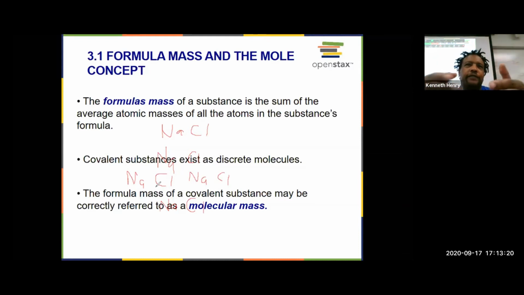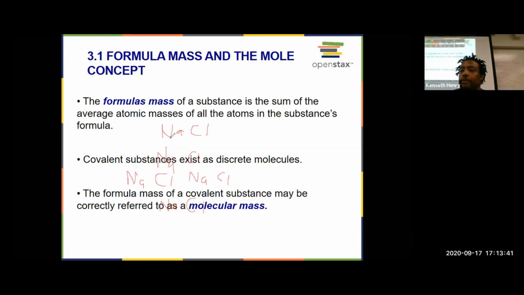And it doesn't make too much of a difference to most people, but as chemists, we want to get to the nitty-gritty and make sure that we understand things the correct way. So when we talk about the formula mass, it makes reference to just sodium chloride, the sum of the sodium and the chloride ion. So how much does a sodium ion weigh?